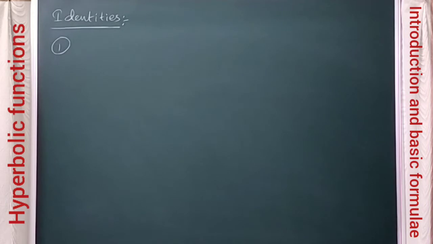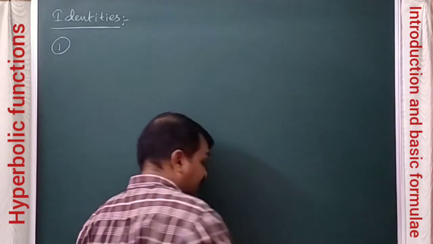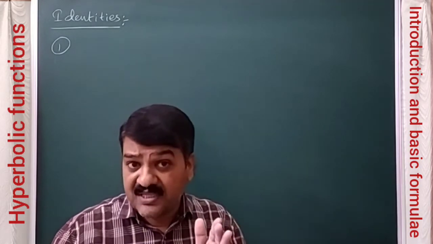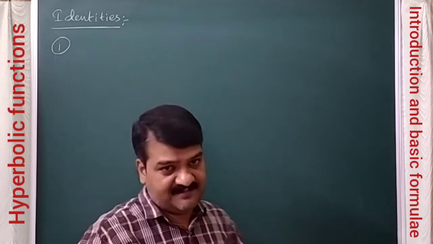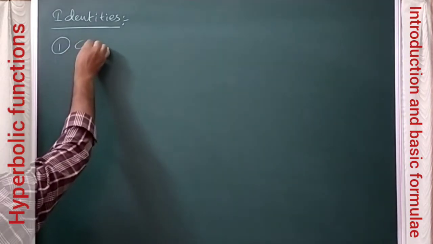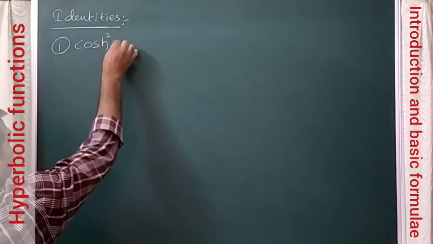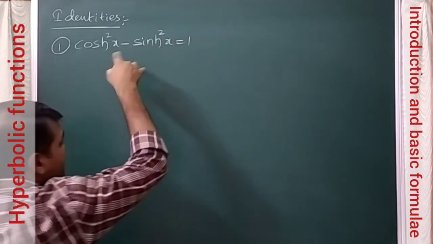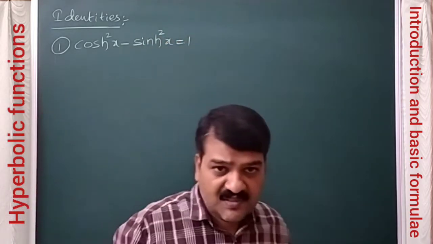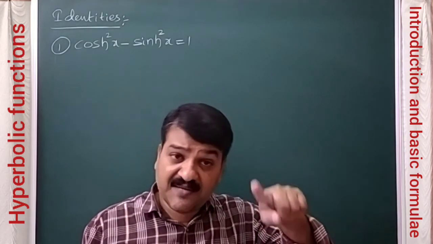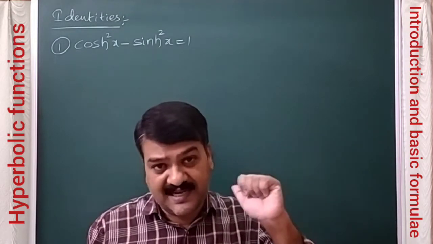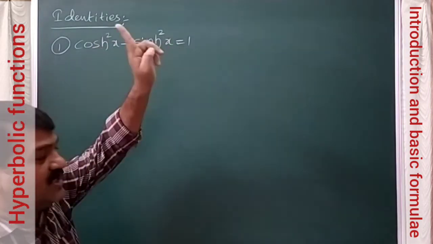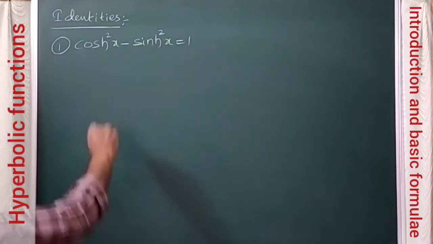So in hyperbolic functions, we are going to discuss the identities. We know that in trigonometric functions, cos squared theta plus sin squared theta is 1. But in hyperbolic functions, cosh squared x minus sinh squared x is equal to 1. You can observe the formula clearly, it is different. In trigonometric functions, cos squared theta plus sin squared theta is 1, that is the basic identity. But here, cosh squared x minus sinh squared x is equal to 1. Let us prove this.